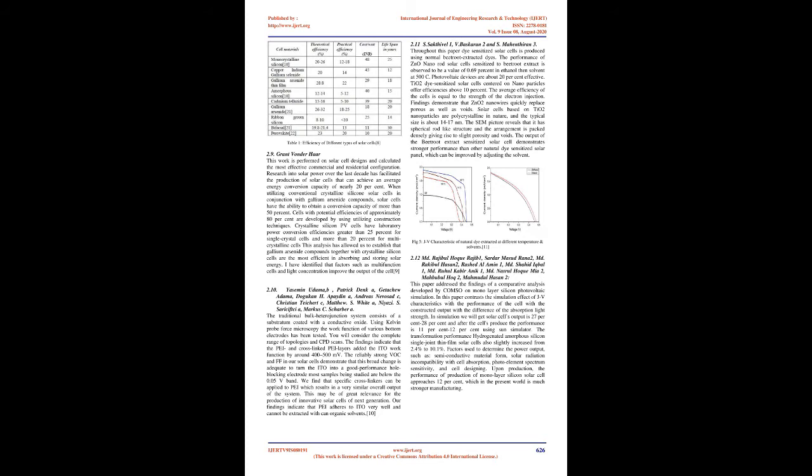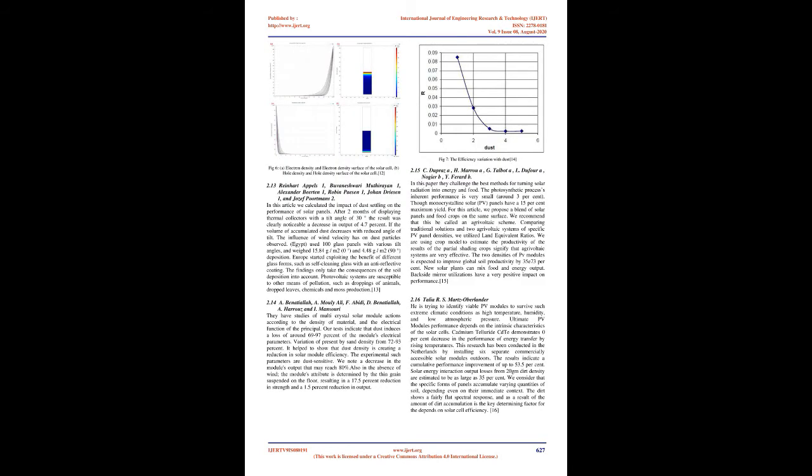10. Throughout this paper, dye-sensitized solar cells are produced using natural beetroot extracted dyes. The performance of ZnO nanorod solar cells sensitized to beetroot extract is observed to be a value of 0.69% in ethanol as solvent at 500 C. Photovoltaic devices are about 20% effective.